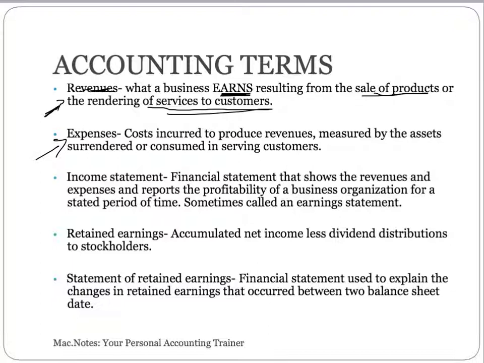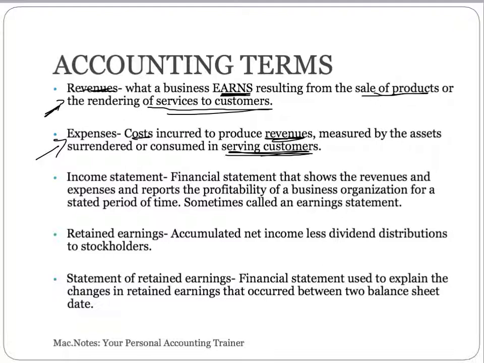Expenses, contrasted with revenue, are the costs incurred. I paid rent, I paid salary, I used gas or petrol or what have you to deliver my service or my product. These are costs incurred that help me earn my revenue. Okay? These are costs that have been consumed in serving my customers.